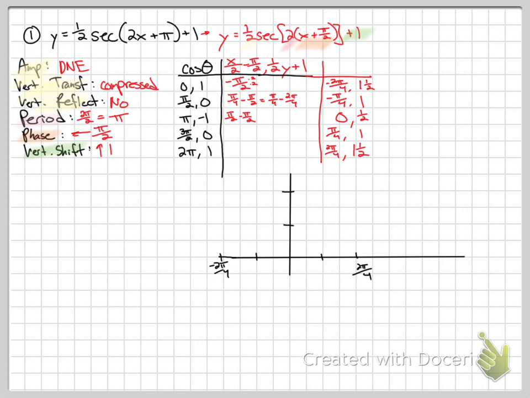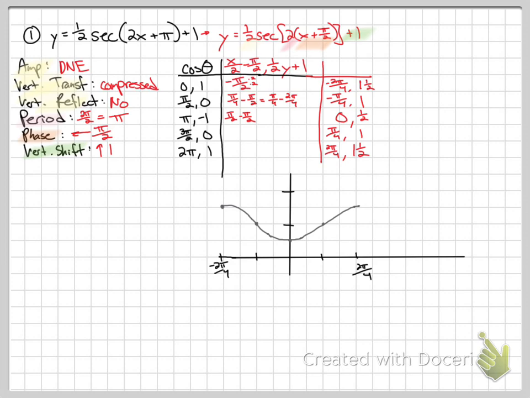Okay, so I'm going to plot these points in gray because this is not my final answer. Negative 2 pi over 4, 1/2. Negative pi over 4, 1. 0, 1/2. 1, 2 pi over 4. Remember, this is the cosine graph. You can make it dotted if you want, or you can make it lighter, but it's not the final answer. But that is the cosine that goes with the secant.